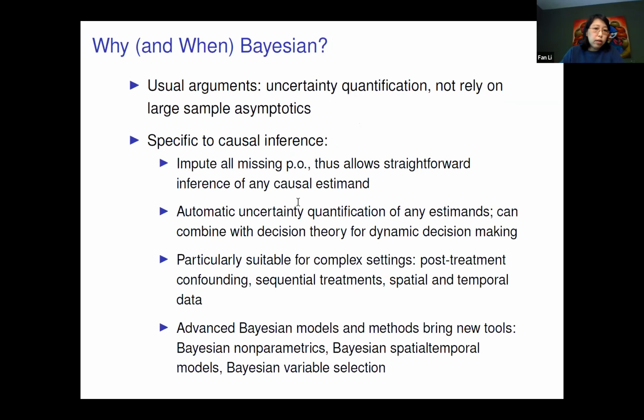And then, of course, we ask the question, why Bayesian if we already have such a good toolbox from the frequentist domain? Why do we do this? So, of course, the usual arguments for Bayesian are like, well, I could give you automatic uncertainty quantification, I don't rely on large sample asymptotics, all that kind of thing. But specific to causal inference, what are the things we think are useful?